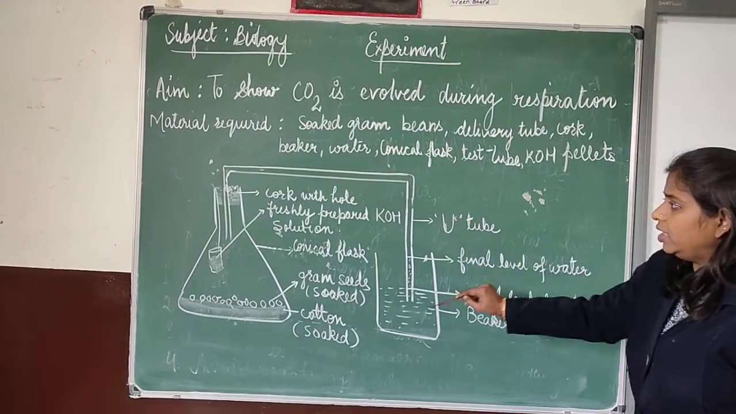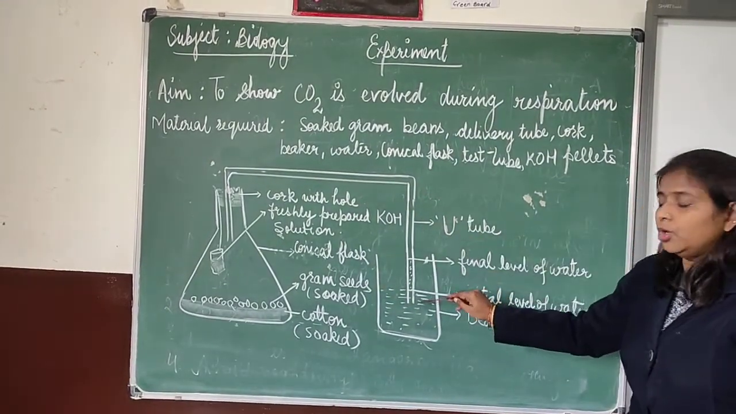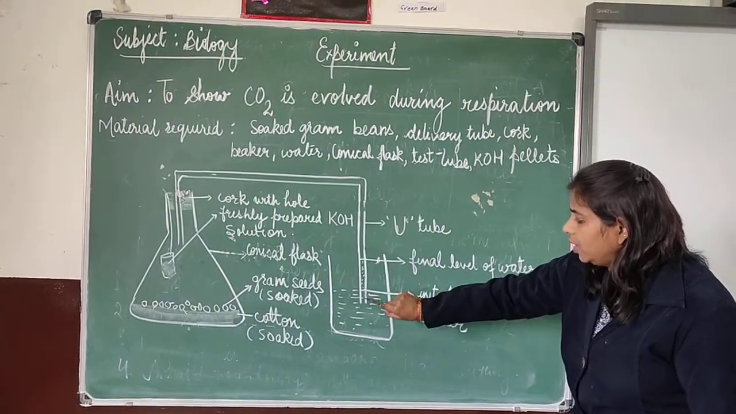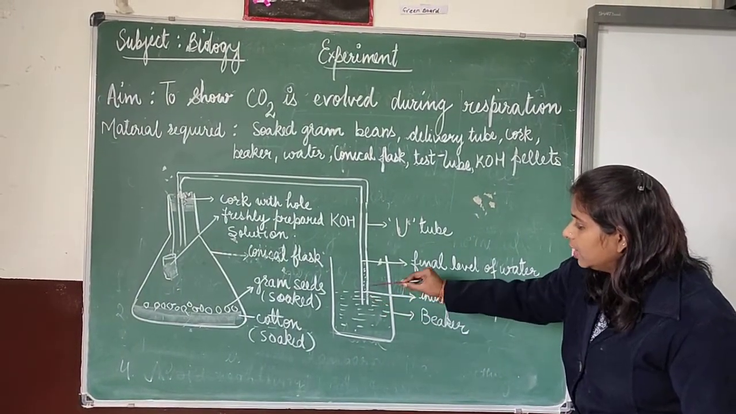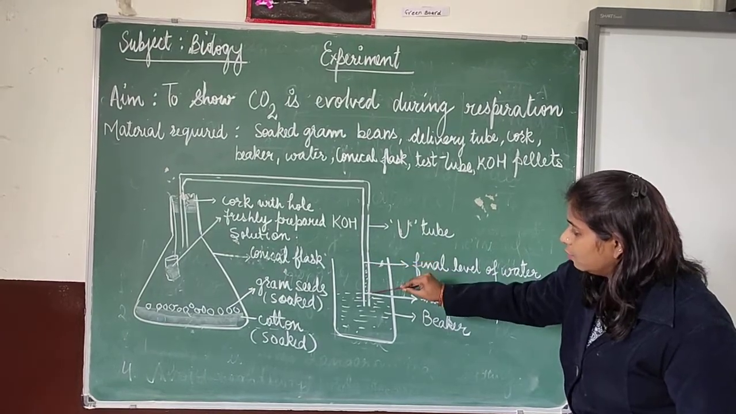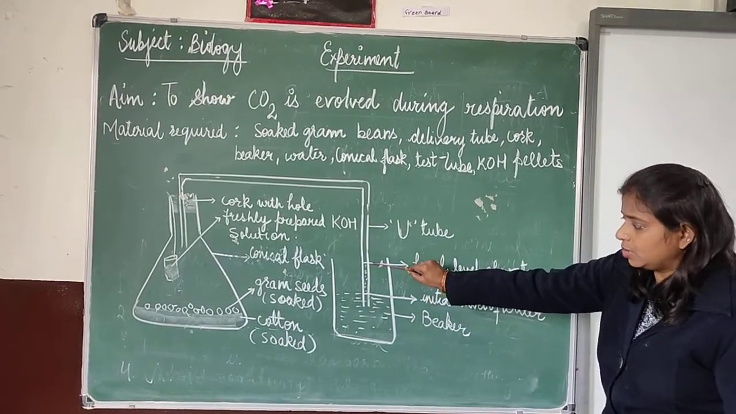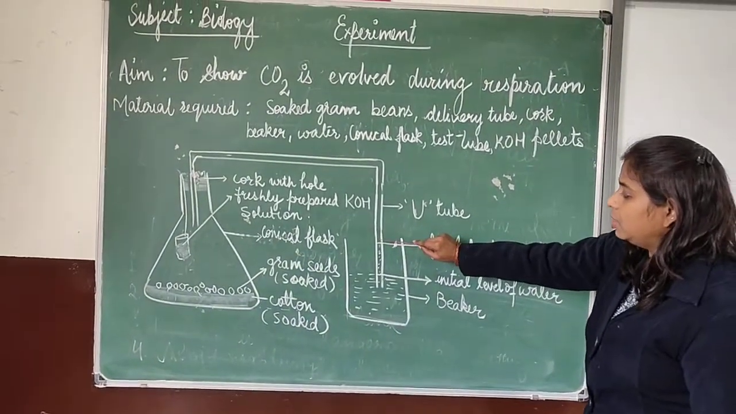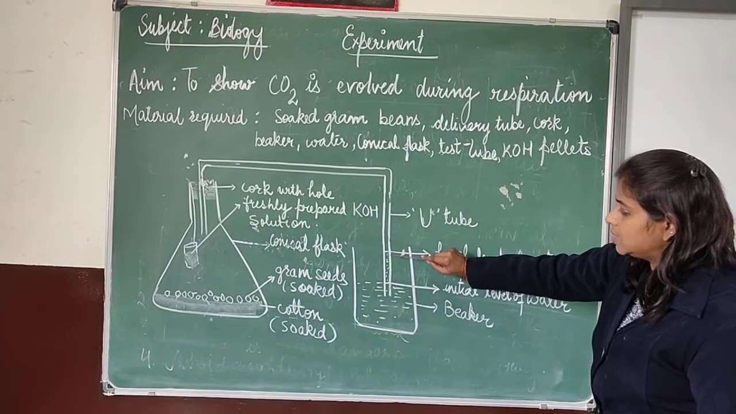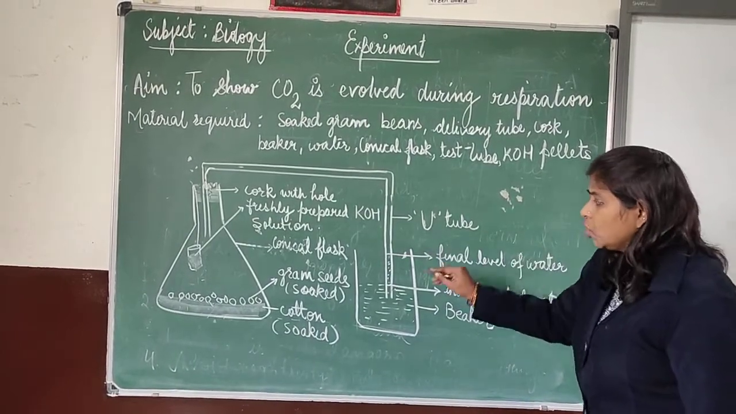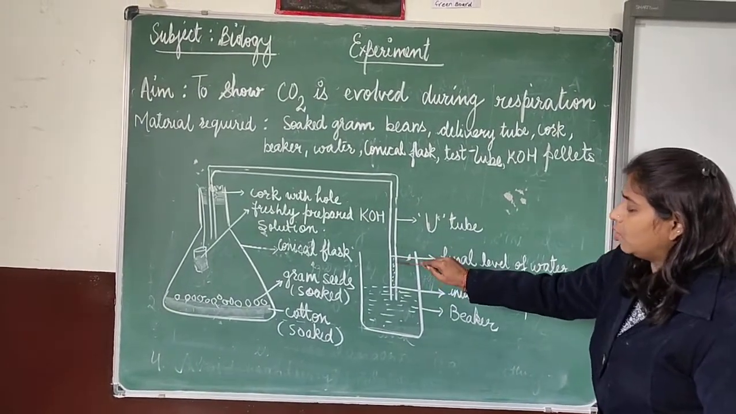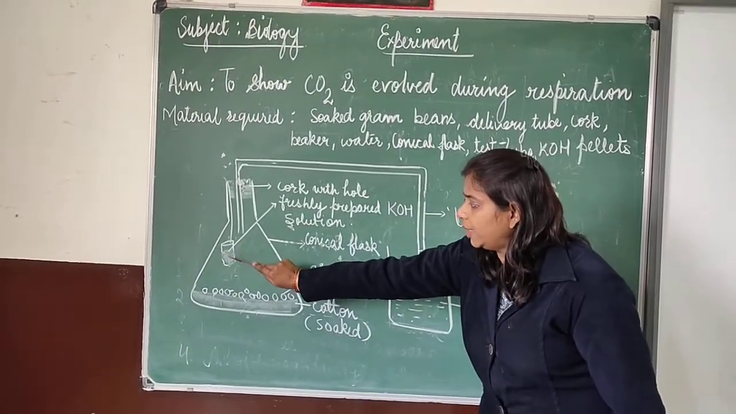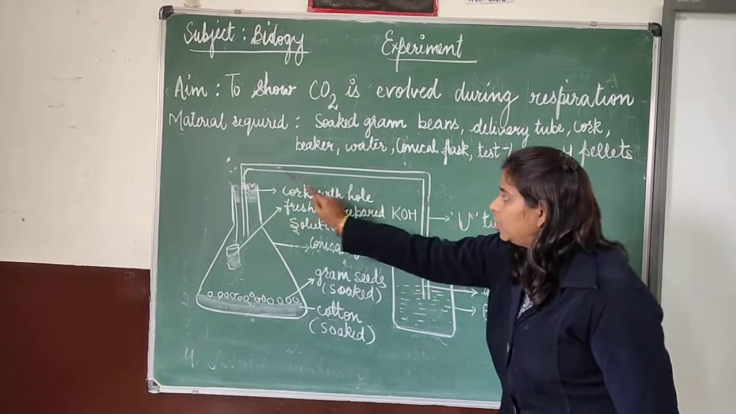Now we are going to leave this setup for at least 24 hours. After 24 hours, we are going to observe that the level will increase from initial to final, as you can see. So after leaving it for 24 hours, when we check, you will see there is a rise in level. Why is there a rise in level? Because carbon dioxide is absorbed by KOH, so a vacuum is created.